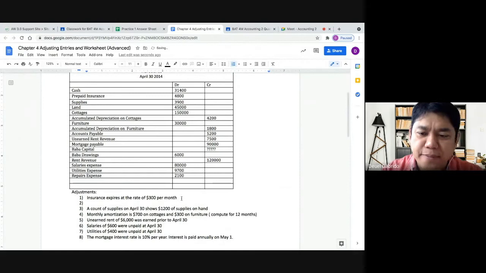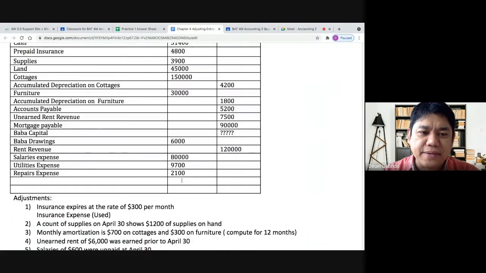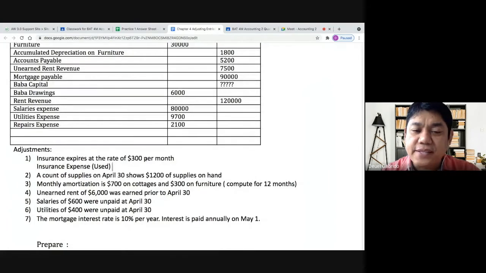I'll just put the answer at the bottom. Insurance expense. How much have we used, or the insurance used for 12 months? What shall we do? It says 300 each month. Expires means we consume, or we use, $300 per month. So how much would that be in a year?